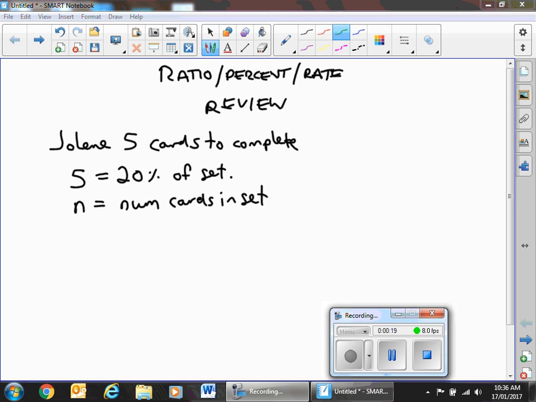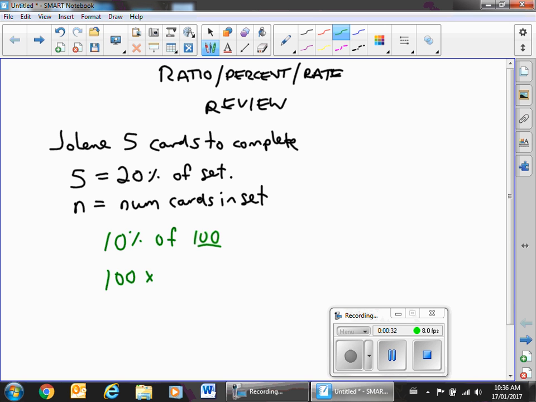We know that if we had a problem like this, to say find 10% of 100, we would simply take 100, which is the number, and multiply it by the decimal, 0.1, to get our percentage. Okay? But in this case, they've already given us the percentage, which is 20%.